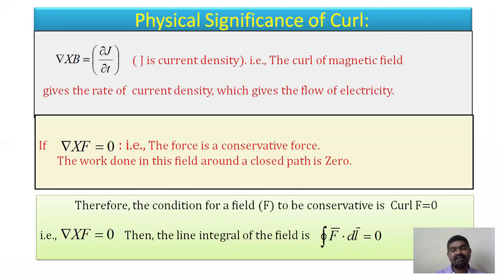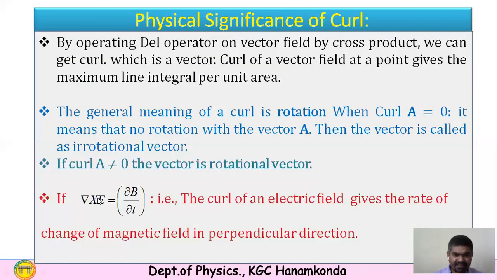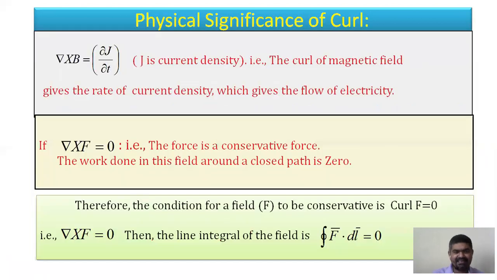Now, let us take del cross B, the cross product of del and the magnetic field. There we get the rate of change of current density. In the previous case, we took the curl of the electric field, which gives us the rate of change of a magnetic field. Here, where we are taking the curl of the magnetic field, we are getting the rate of change of current density, which gives us the flow of electricity. So these are vice versa.